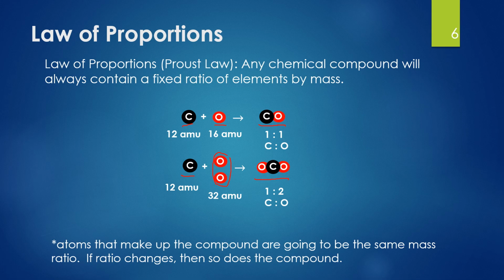Since we changed the ratio, as it says at the very bottom of the slide, if the ratio changes, so does the compound. Because in the first example, we have carbon monoxide, a 1-to-1 ratio of carbon and oxygen, and in the second, we have carbon dioxide, a different compound with a 1-to-2 ratio.